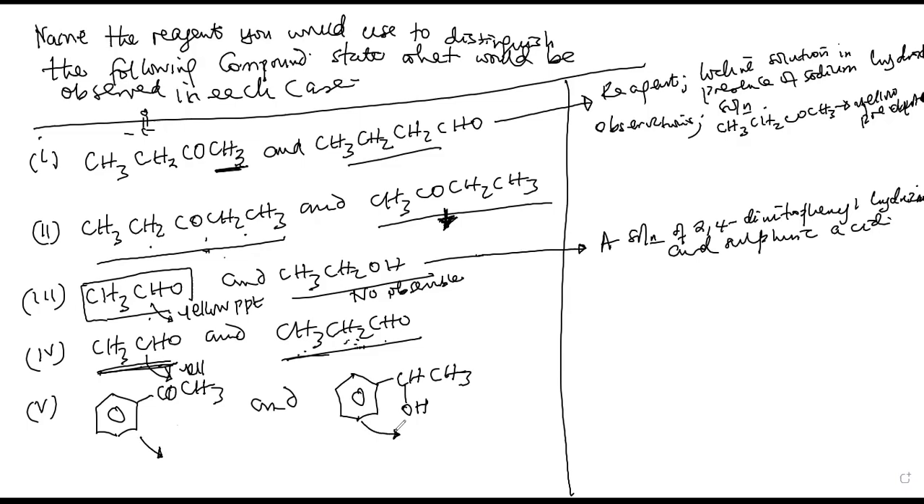Then here you have a ketone and a secondary alcohol. So still we are going to use a solution of 2,4-dinitrophenylhydrazine and sulfuric acid. For this carbonyl compound, we shall see a yellow precipitate, while here, no observable change. So that is how we do state observations.